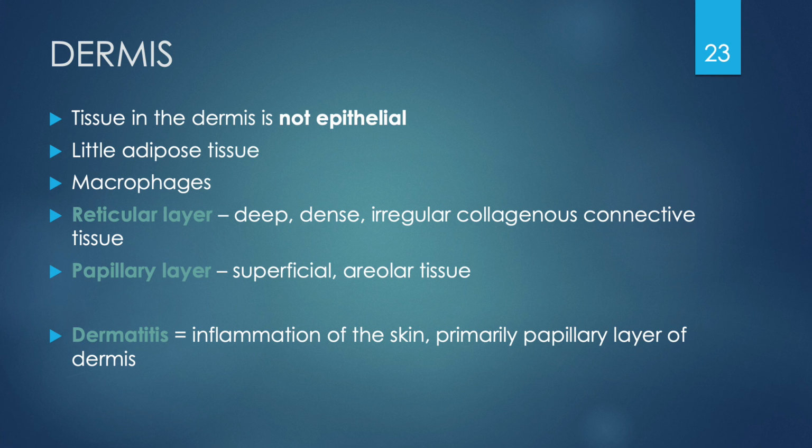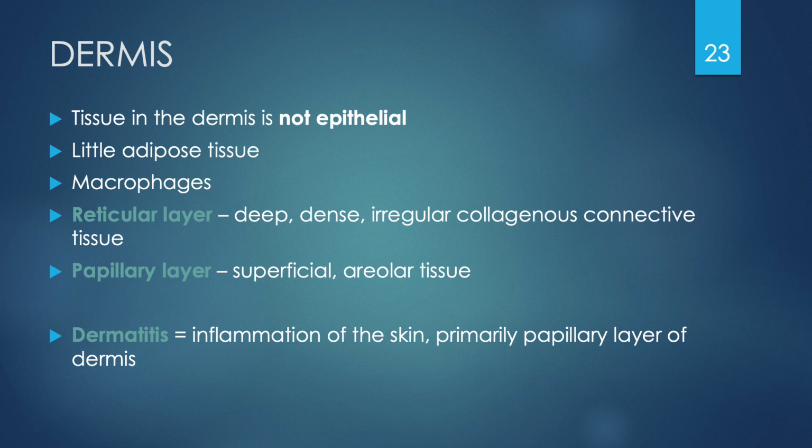There's a little bit of adipose tissue, but not a lot. Macrophages are also present, and we can divide the dermis into two layers, the reticular layer or the papillary layer. So the reticular layer is deep, and it's comprised of dense, irregular, collagenous connective tissue. Superficial to that is the papillary layer, and it's composed of areolar tissue, which is much more loose.